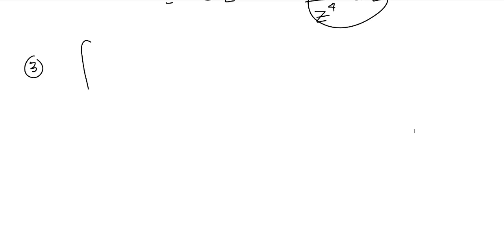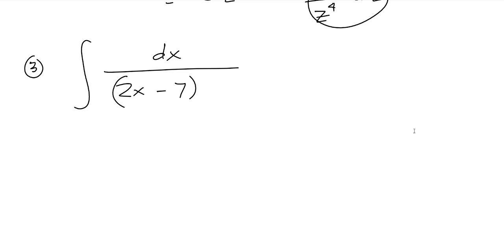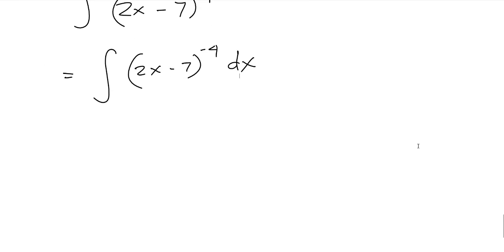Number 3. The integral of differential of x over 2x minus 7 raised to 4. So we can write this as the integral of 2x minus 7 raised to negative 4 dx. So if you will try to dissect the problem, your u here, or the base, is equal to 2x minus 7.